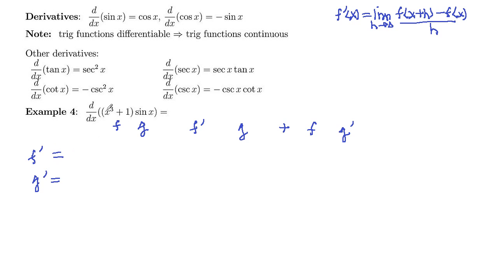So our f is x cubed plus 1. So f prime is going to be 3x squared, and then the derivative of 1 is 0. And then our g prime: g is sine x, and the derivative of sine x is cosine x.